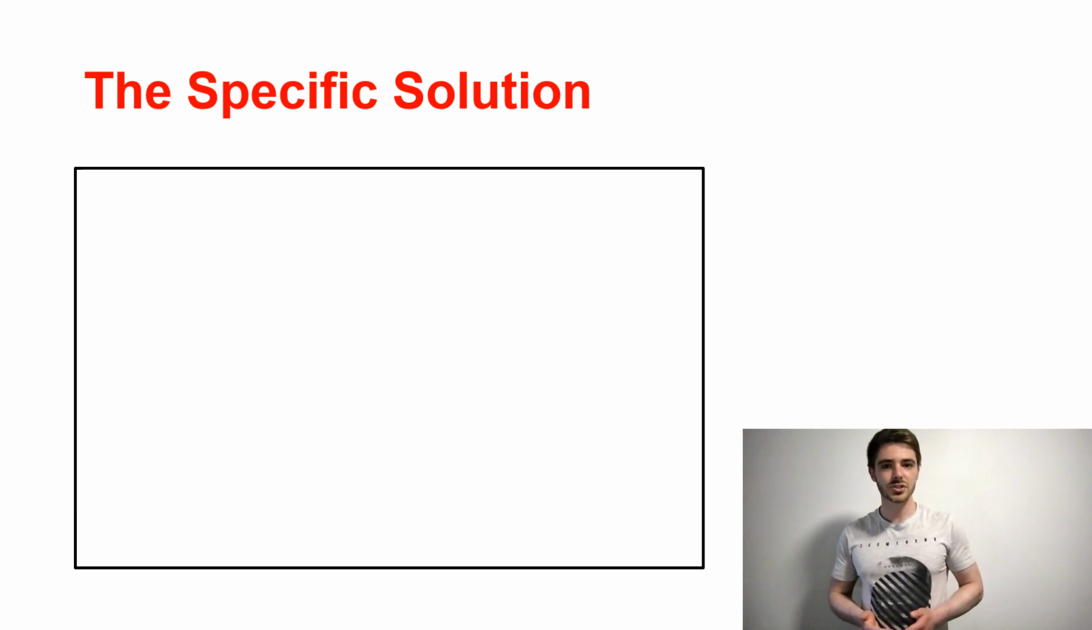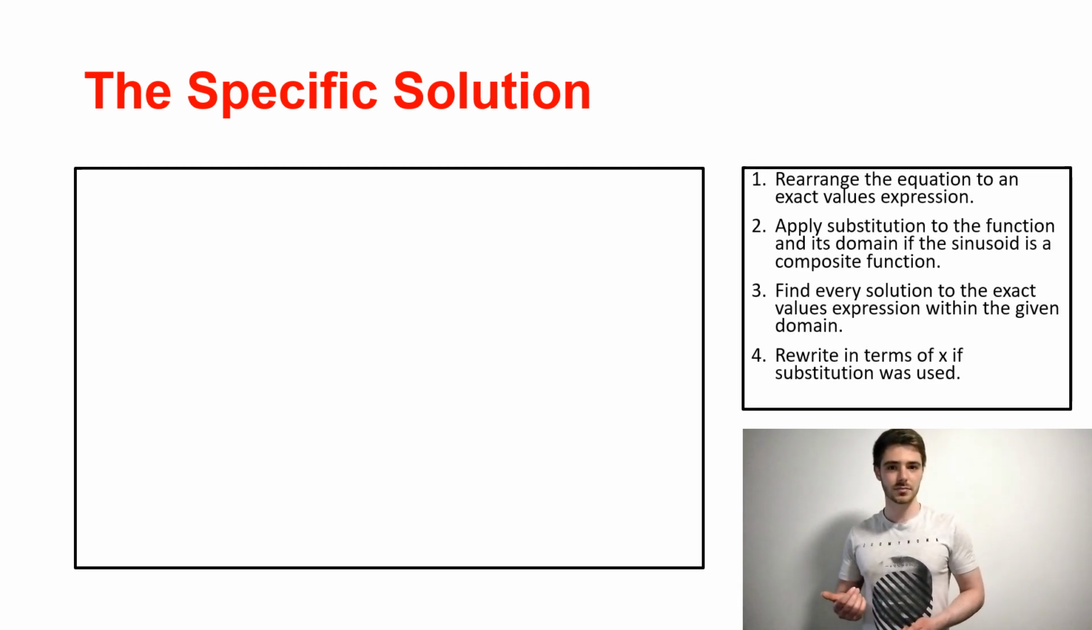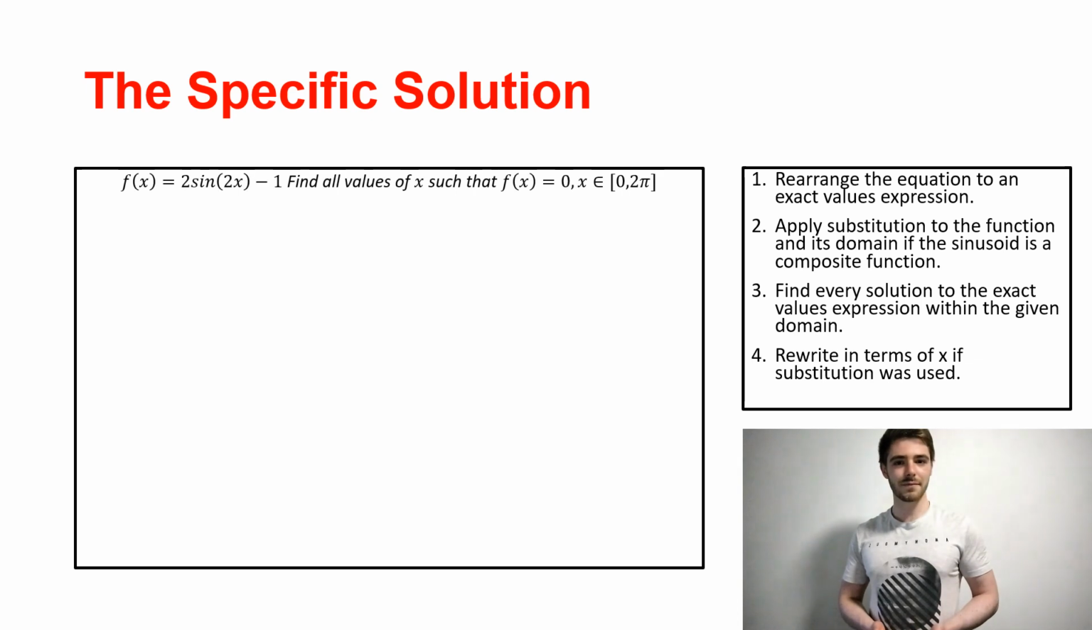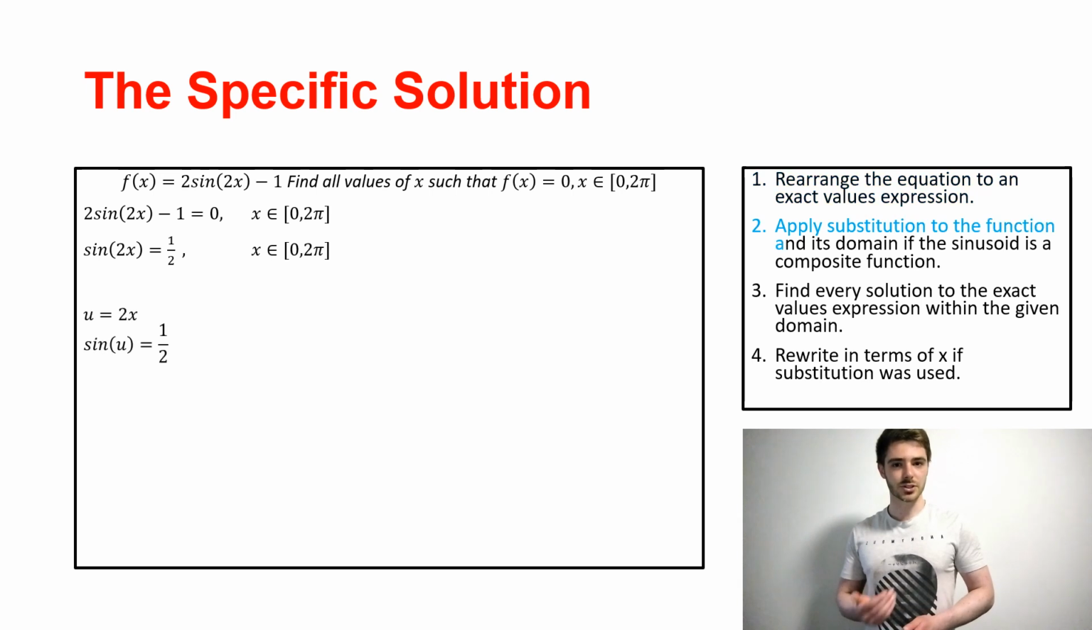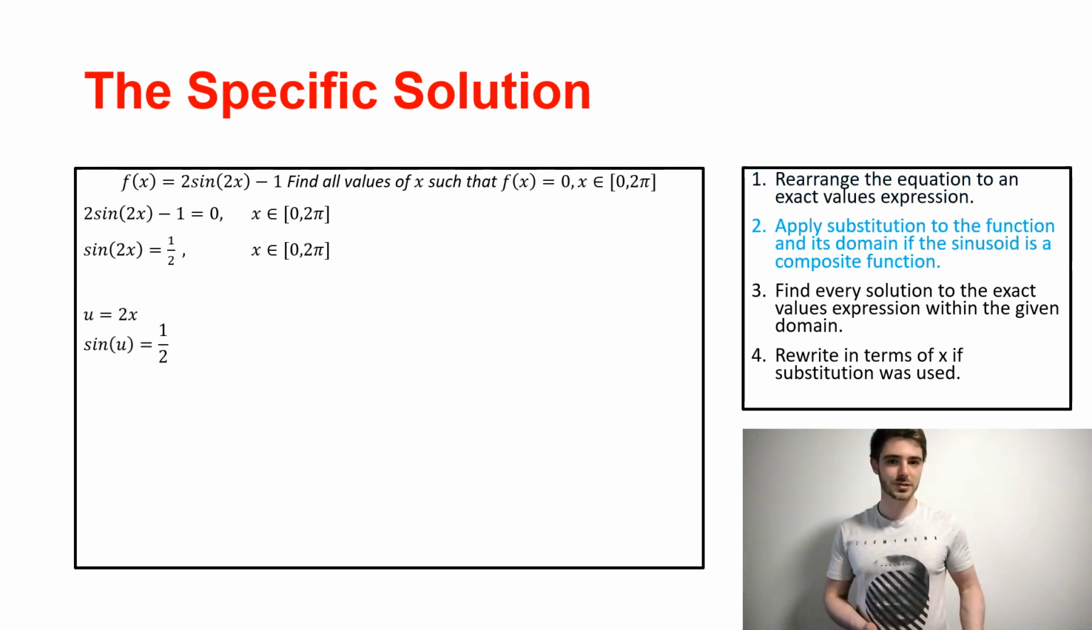Sometimes in your exam, the circular function will have a restriction on its domain. The process of solving this kind of circular function isn't much different. Here's the updated process. Let's run through it. This question here came from the VCE Tech 3 exam from 2022. The first step, as always, is to rearrange this expression until we get an exact values expression. The next step, we're going to apply a substitution because our circular function is a composite function. This is where a lot of people get caught out.